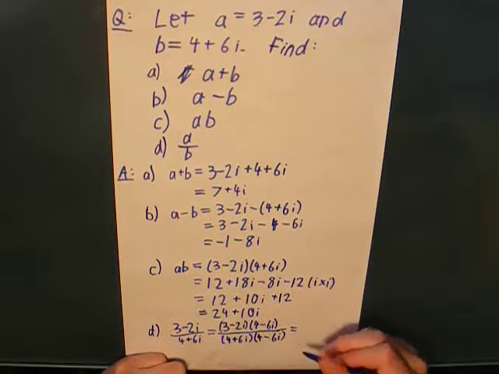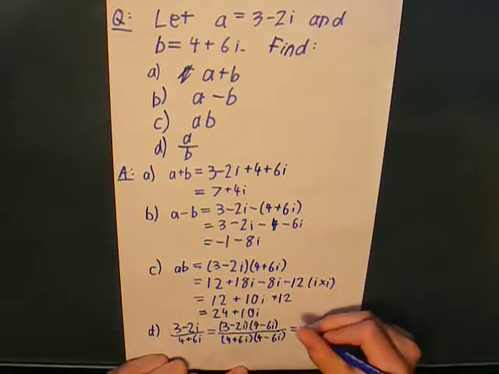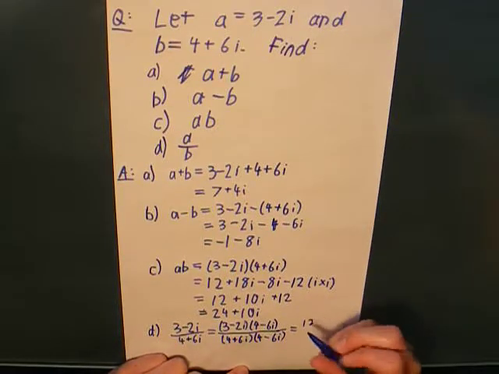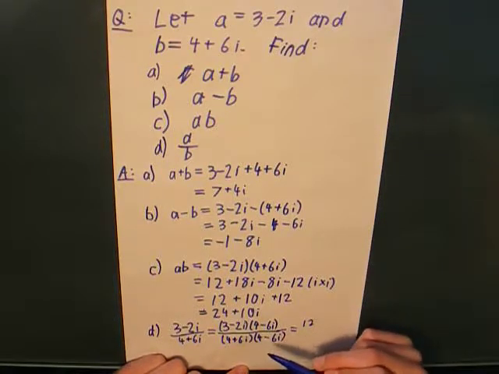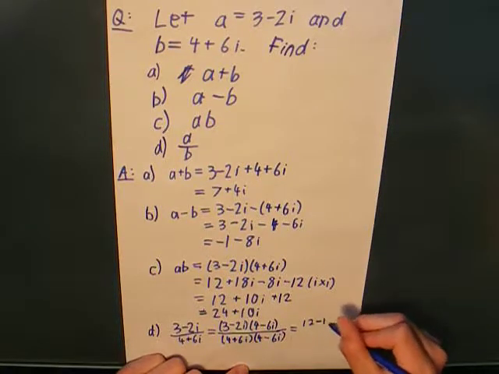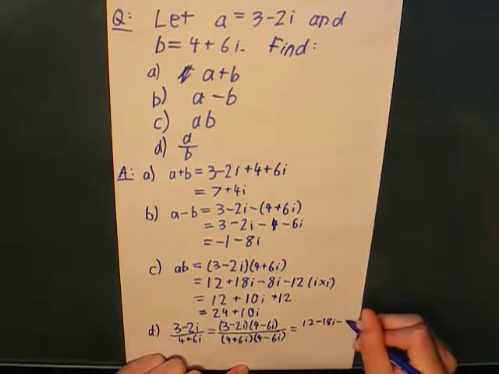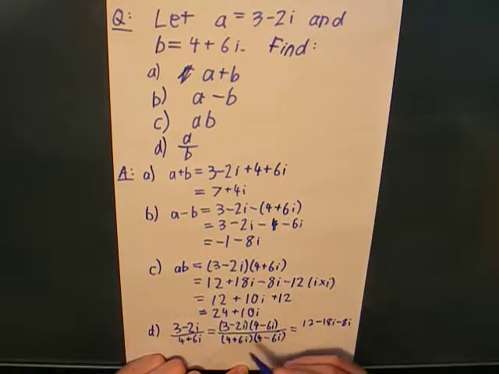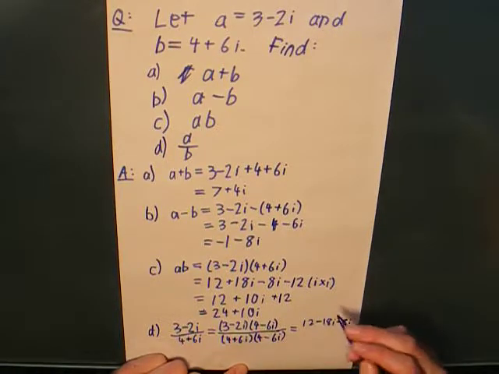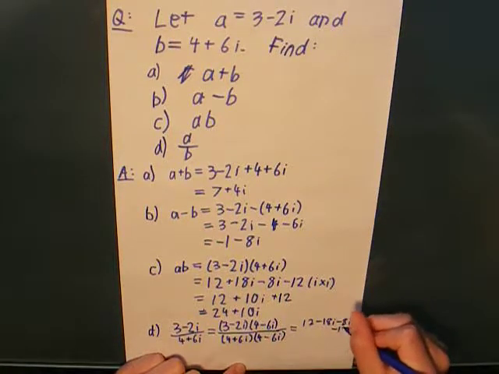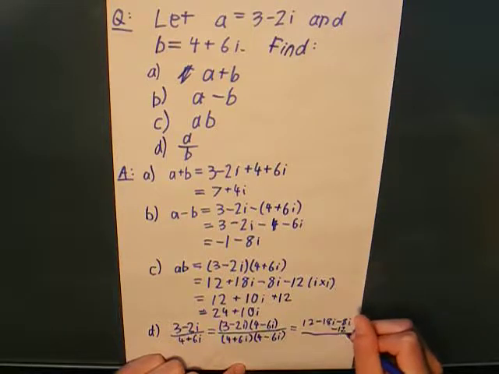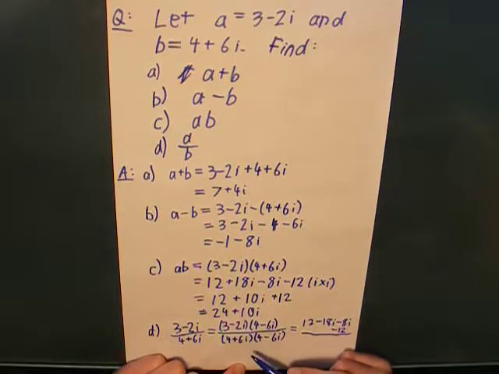Now this is equal to, now 3 times 4 is 12. So this is kind of a similar sum to here, but different because there's a negative. So minus 18i minus 8i. And then there's going to be a minus 12, I can see that, so I'm just going to skip straight to it. So this will just be a minus 12, all over 4 plus 6i times 4 minus 6i.